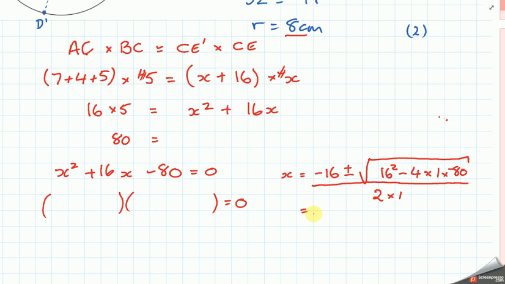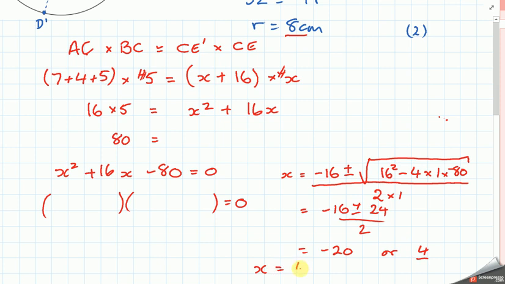I'll tell you what, I'll use my white calculator because it solves quadratics for me. Where's my white calculator gone? Oh no, I haven't got it handy. So 16 squared minus 4 times 1 times minus 80 is 576. Square root that number, it is 24, so it's minus 16 plus or minus 24, divided by 2. So you're going to get minus 20 or 4. So we're now saying x must be 4 centimetres.